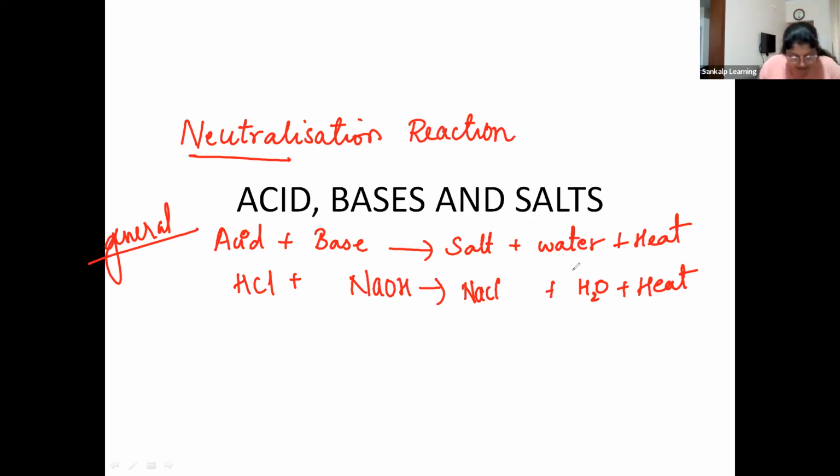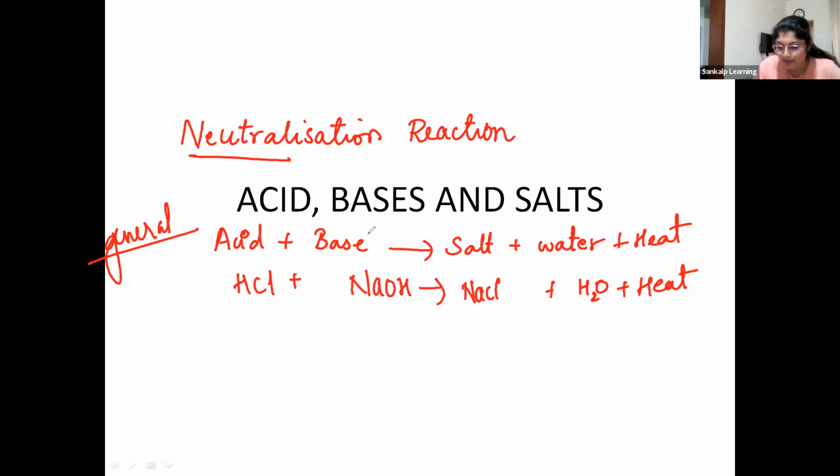Okay, so these were the basics. Now in this chapter, we are going to study the acids, the types of acids, and the properties of acids. Then we are going to study about bases, types of bases, and the properties and uses of bases.